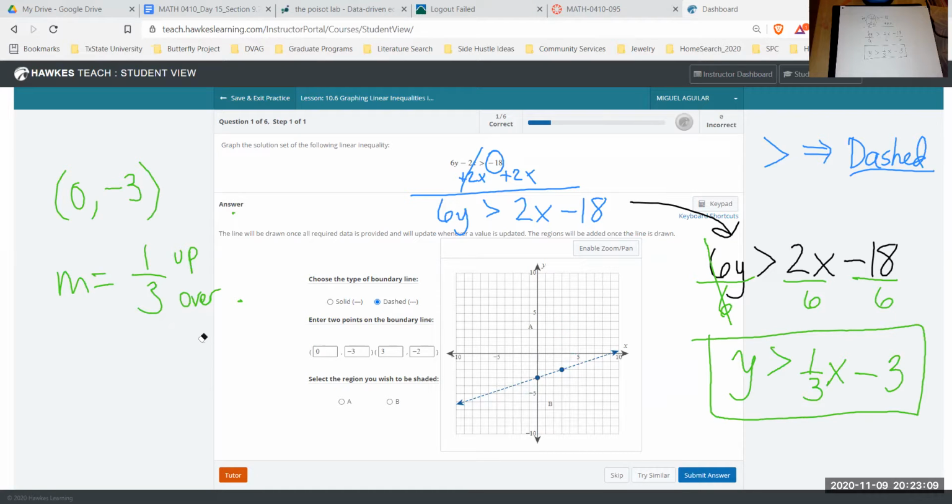Now, if we're reading or interpreting our inequality here, this says that y is greater than this part. So greater than means we're going to highlight above our line, and Hawks is calling the region above A. So I will just click on A, and Hawks will highlight that region for me. And then I'll submit my answer.